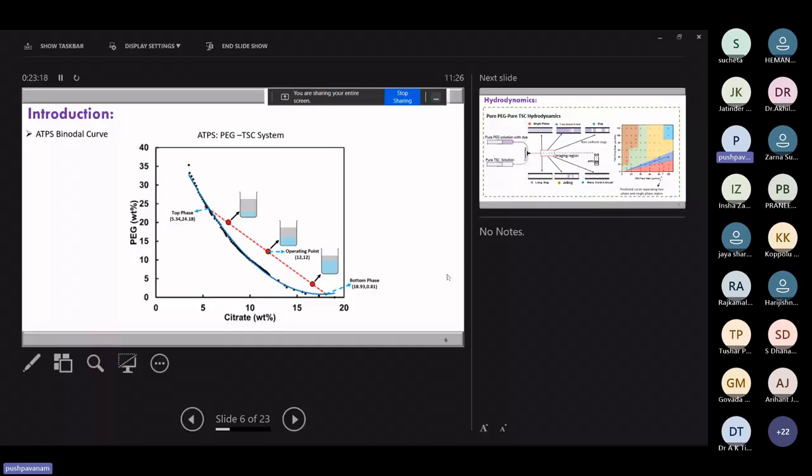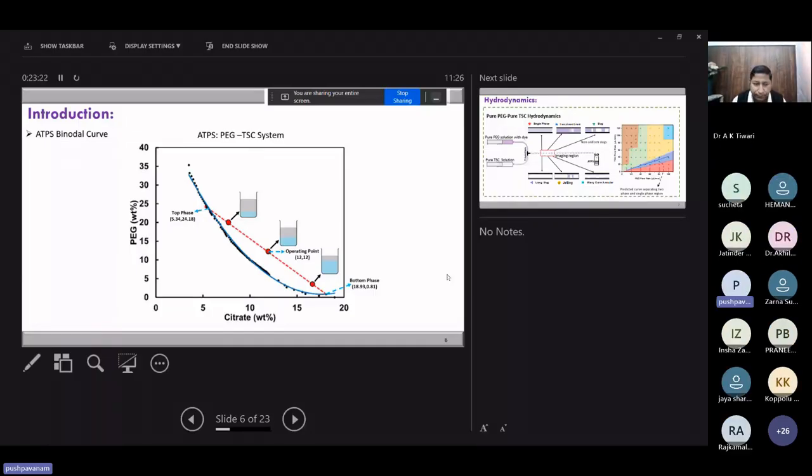Now, why did I choose PEG and TSC? Because trisodium citrate and PEG both act as reducing agents. So if I want to do some nanoparticle synthesis, I can do the synthesis with this particular ATPS, which contains PEG and trisodium citrate, which act as reducing agents. So if I add the silver nitrate, it will get reduced to silver nanoparticles. Okay.